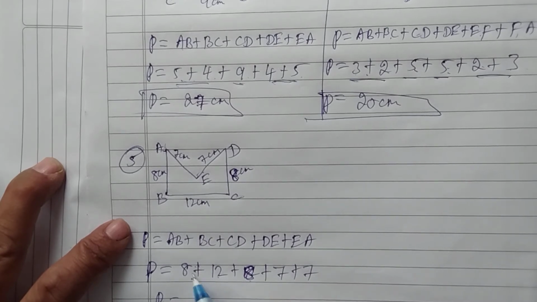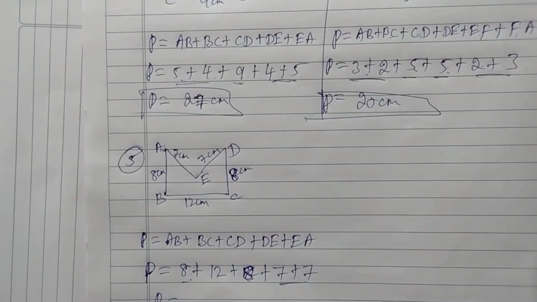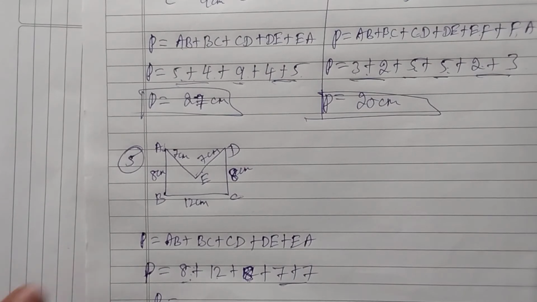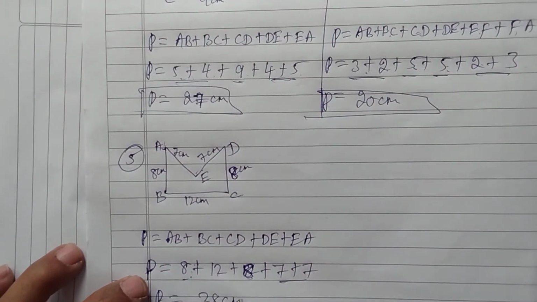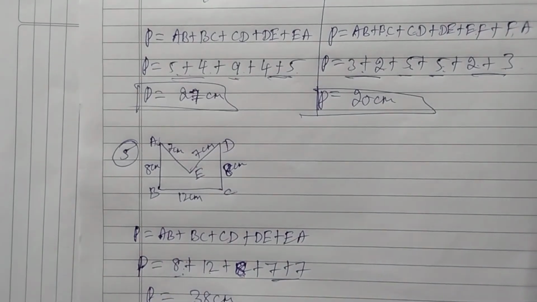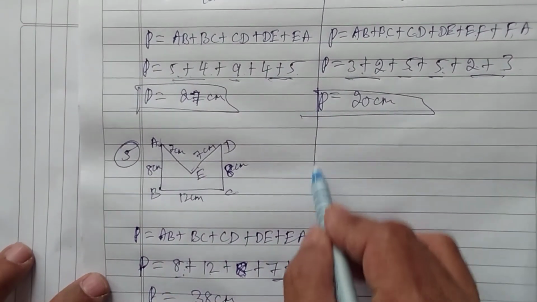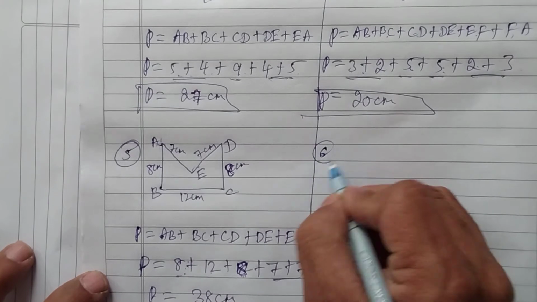8 plus 8 is 16. 16 plus 7 plus 7, 14. 16 plus 14, how much? 30, 38 centimeter. Now you can note it down also. Sixth one I am going to explain.